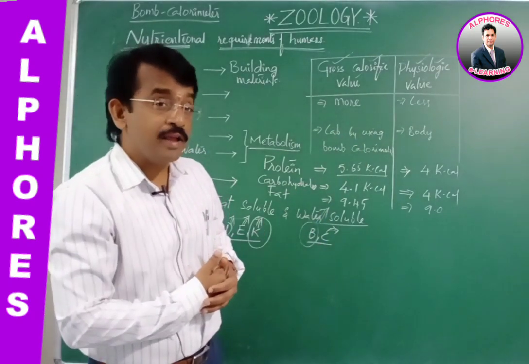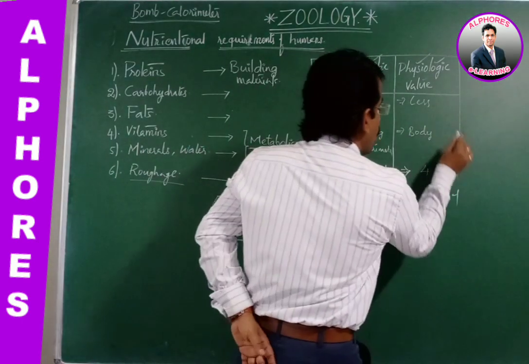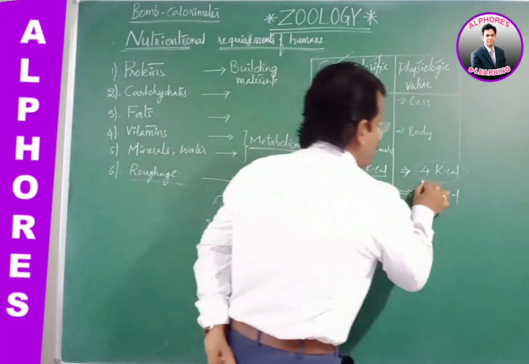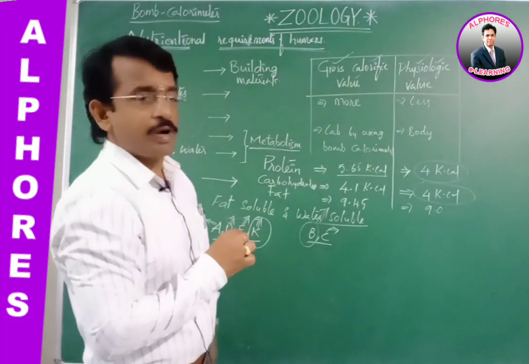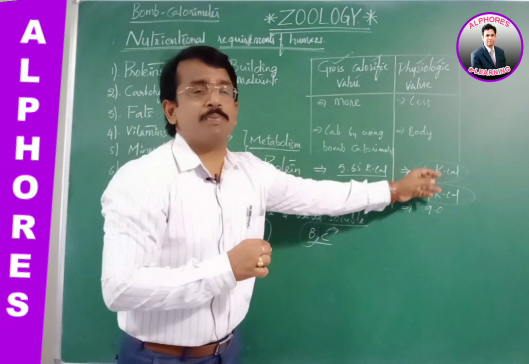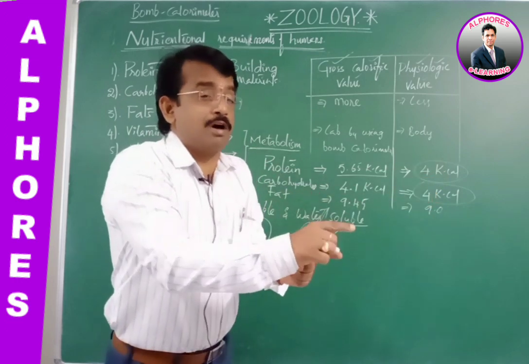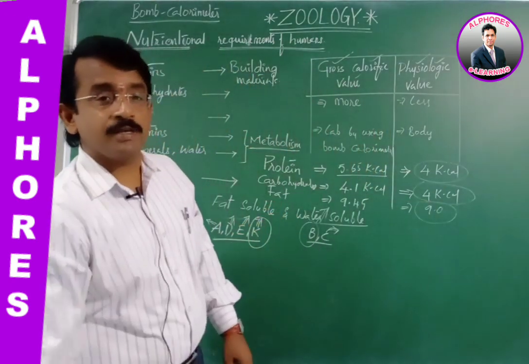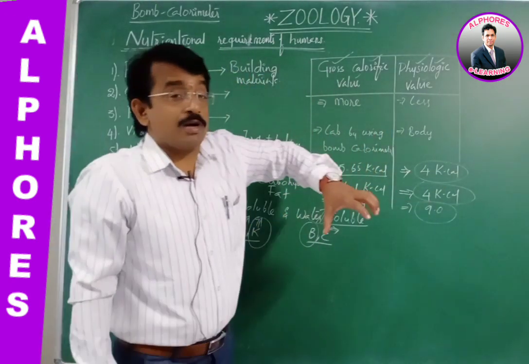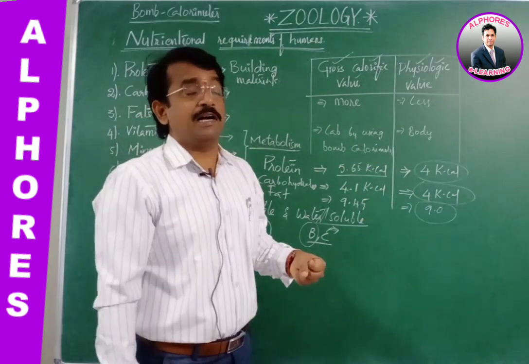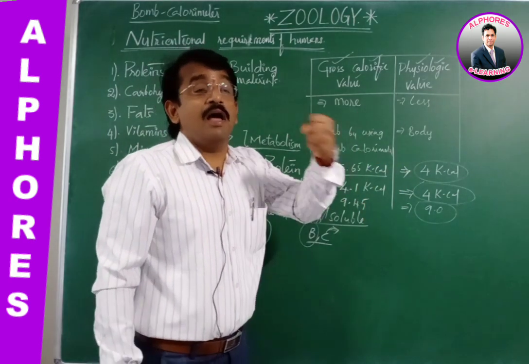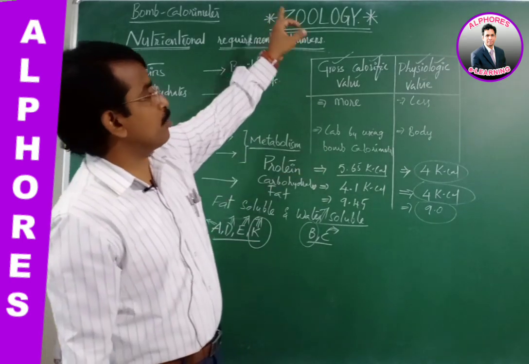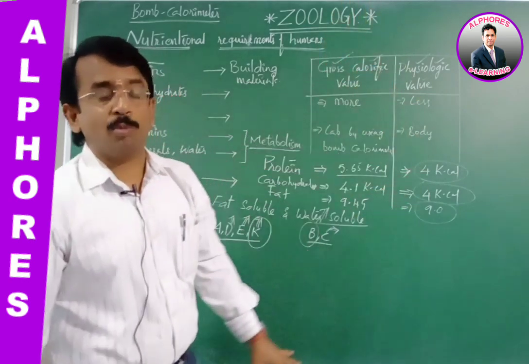Right. Why? Combined together, 1 gram of a protein is liberating 4 kilocalories. 1 gram of the carbohydrate producing 4 kilocalories. 4 plus 4, 8, combined 1 gram of carbohydrates and proteins. Unlike that, the fat is 9 kilocalories. That's why when we take fat, we get more energy source. This is what the gross calorific value and the physiologic value are.